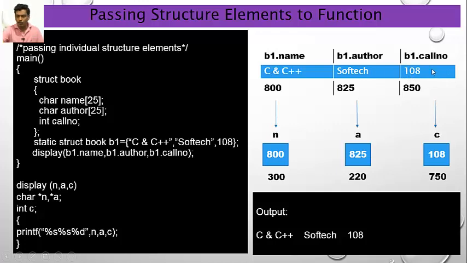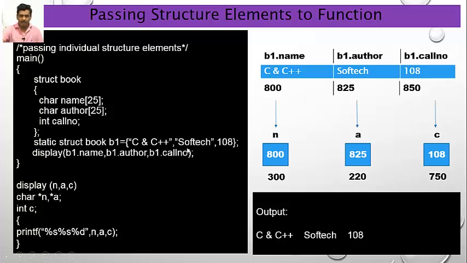So totally 52 bytes. For example, we assume the starting address of the b1 structure variable is 800. So it starts with 800. The first location is 25 bytes, so 800 plus 25: 800 to 824 is the first location. That is, the b1.name location consists of 800 to 824. Then the second one starts with 825 to 849. Then 850 to 851. So this is the address. It is allocated continuously.